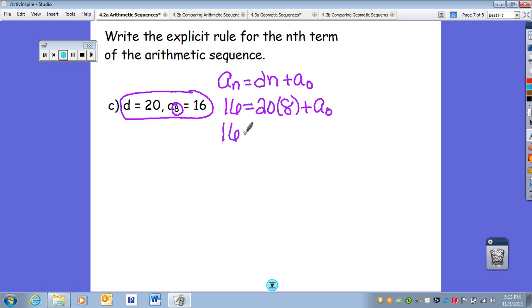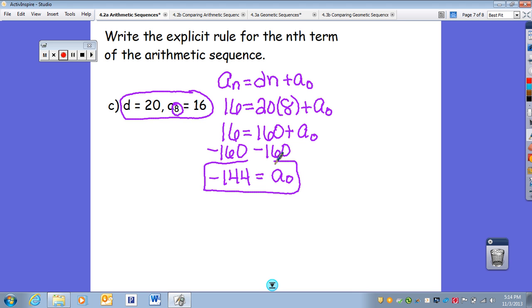So we have 16 equals 160 plus a sub 0. So if I subtract 160 from each side, that equals -144 is equal to a sub 0. That's going to help us write our formula. Now again, could we get there in another way? Sure. I could start at 16 and keep subtracting 20 all the way back until I get to that a sub 0 term, which is going to be -144.